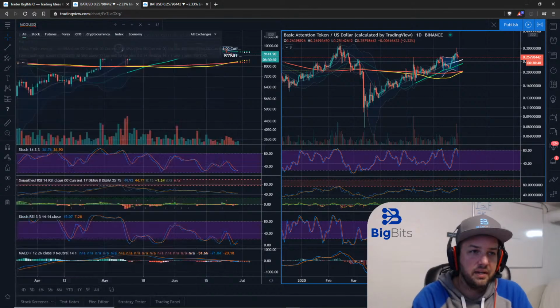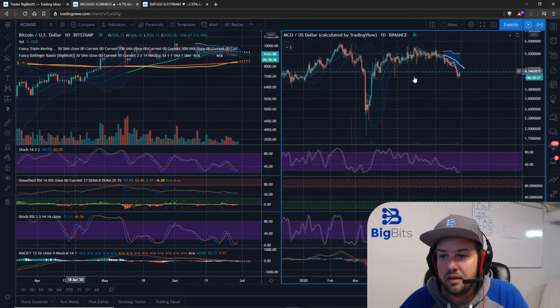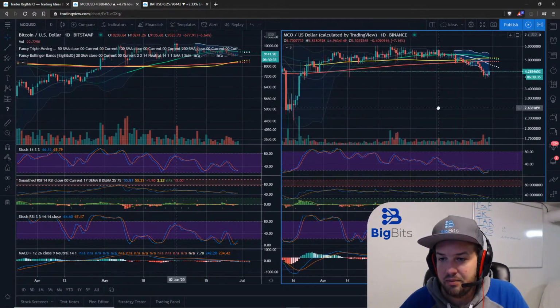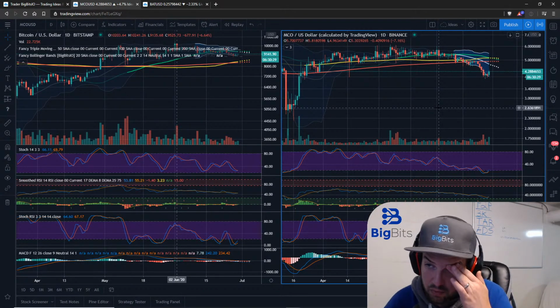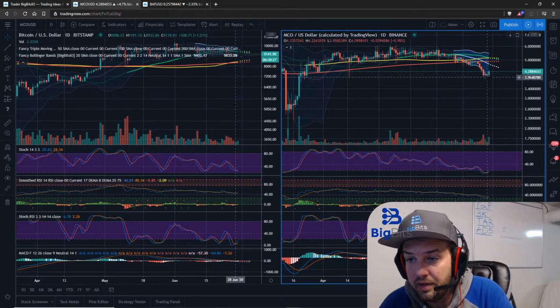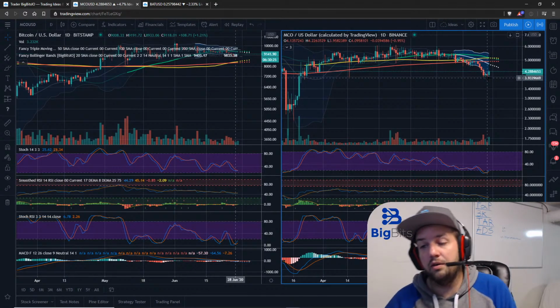So I also want to take a look at MCO again. This one is interesting because it's bouncing really well today. I'm kind of surprised by that. This is the daily chart, so it's back up to 4.25 after it went all the way down to what, a little bit under $4.